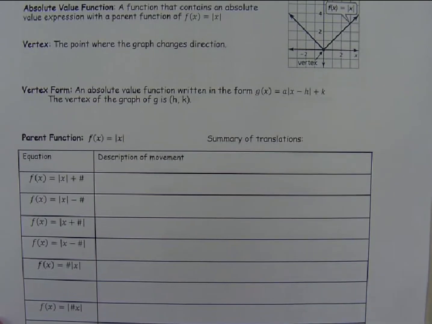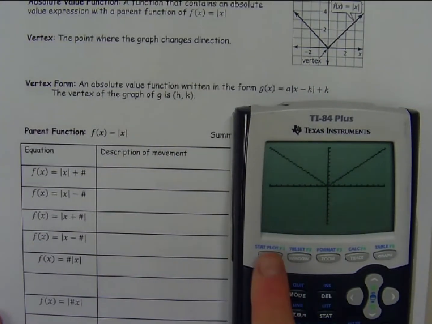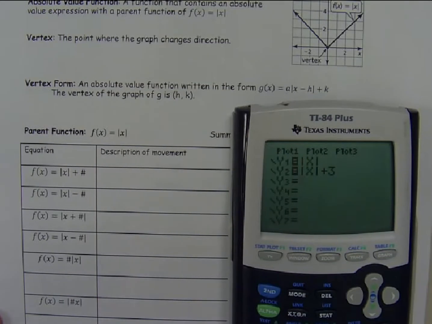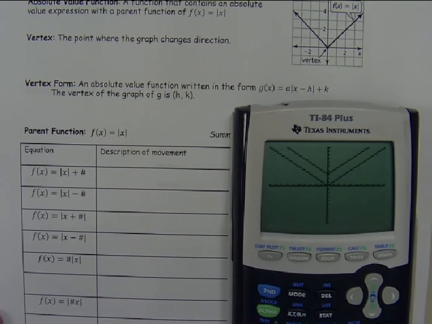So the first thing we're going to look at is what happens if we add a number out back. So if I take a look and I graph that as well, if I go down to y2 and I put in my absolute value of x there, but I add a number, say we add 3. If I graph that function, you will quickly notice that when I add a number out back, what it does is it moves it up.